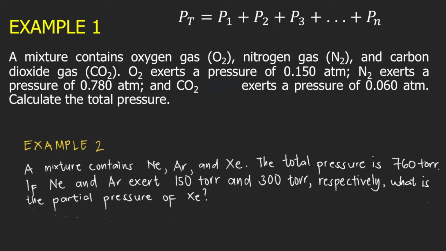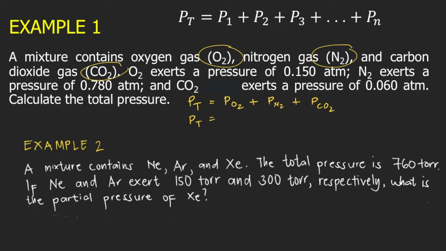So again, Dalton's law says that the total pressure, or PT, is the sum of the individual partial pressures. So we have three gases, O2, N2, and CO2. So the total pressure will be the sum of the partial pressure of O2, partial pressure of N2, and partial pressure of CO2. So the equation is very simple. We just need to substitute the values.